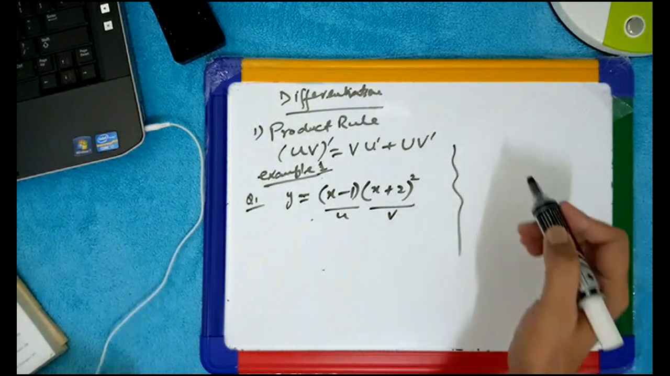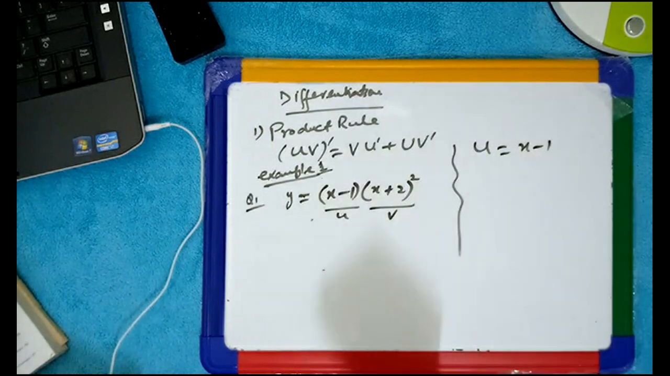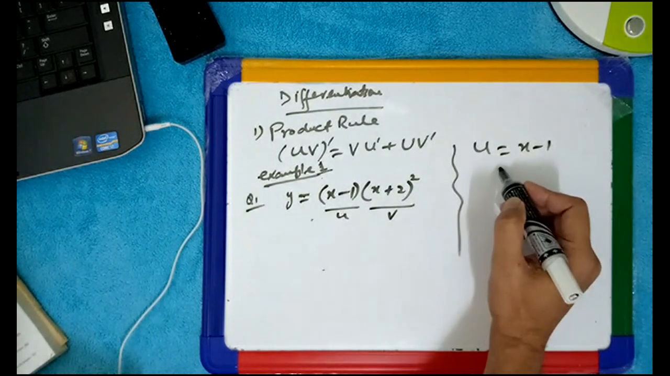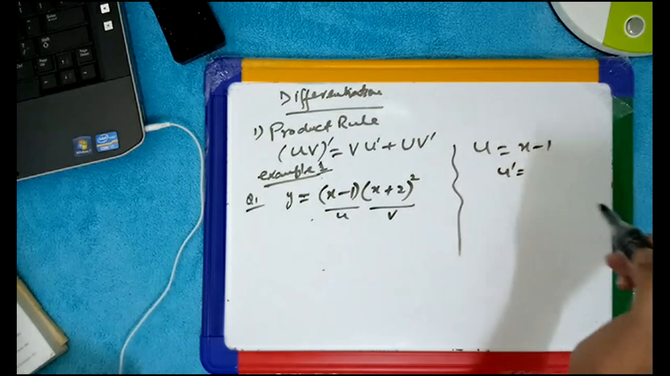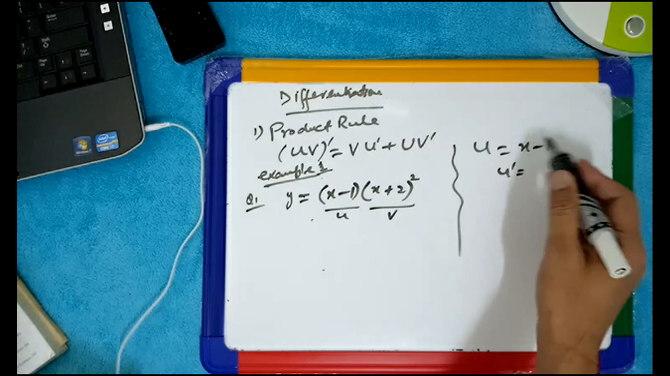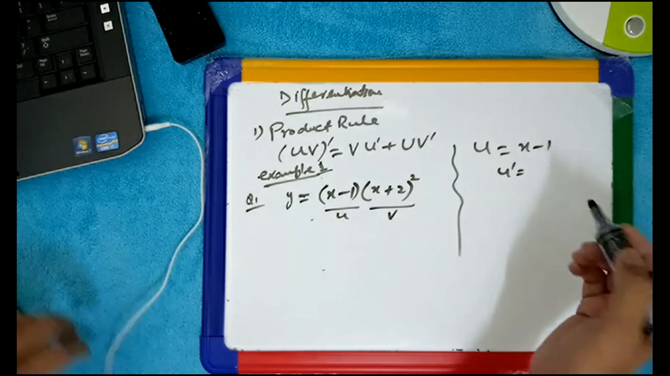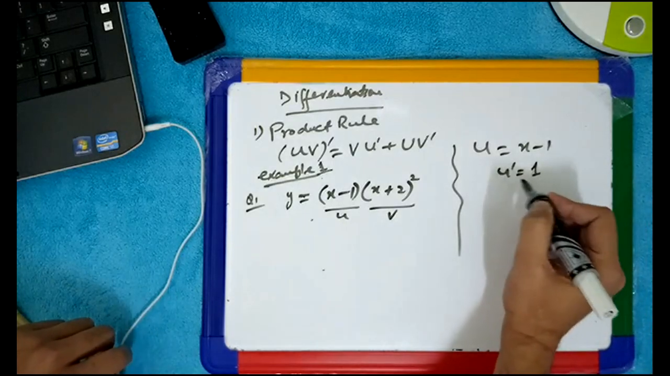I write u equal to x minus 1. Can you tell me the derivative, u dash? Yeah, x minus 1. What is the derivative of this? 1. Very nice. So my first answer is 1, right?